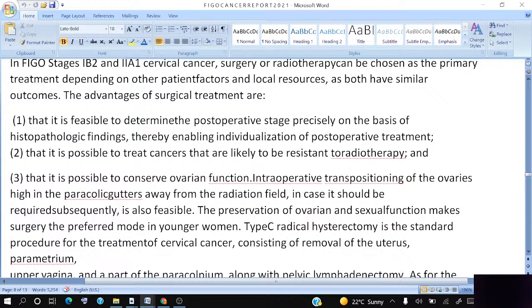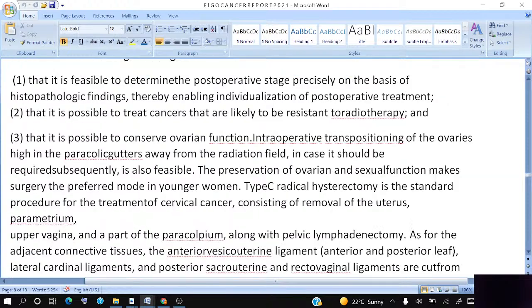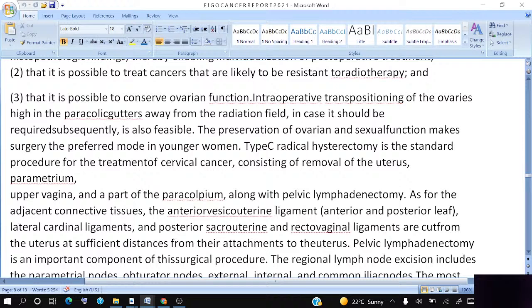So if the ovaries are functioning, intraoperatively the ovary can be transposed. So here they say we have to go with the radical field, which is feasible for a patient, and we will go with preservation of the ovaries and sexual function. This is surgery performed in younger women, especially when we are dealing with younger females.